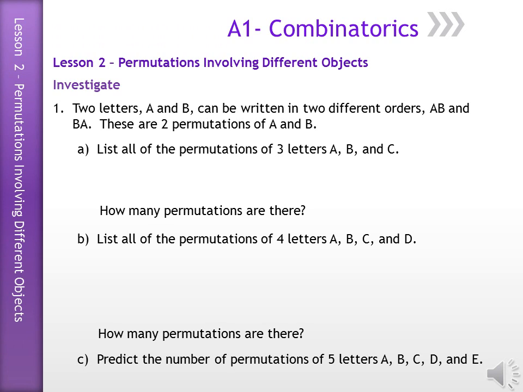Lesson 2. We are now going to look at permutations involving different objects. To begin, we will investigate arranging letters. Number 1. Two letters, A and B, can be written in two different orders, AB and BA. These are two permutations of A and B.